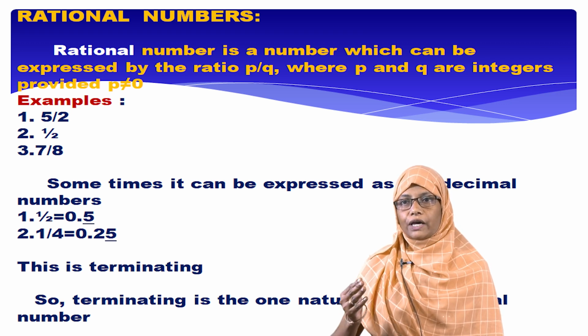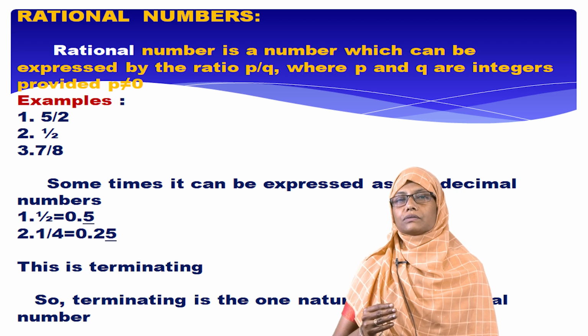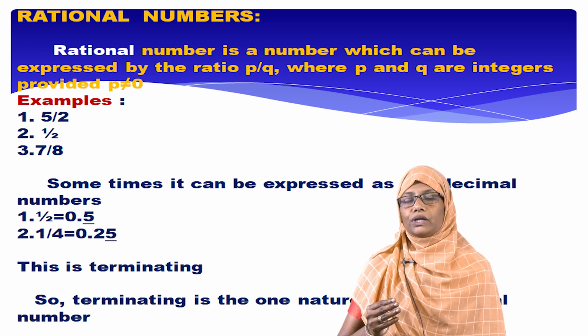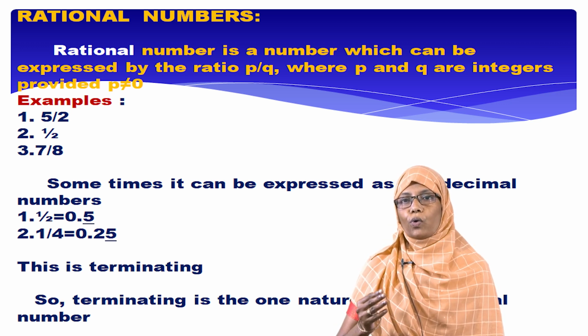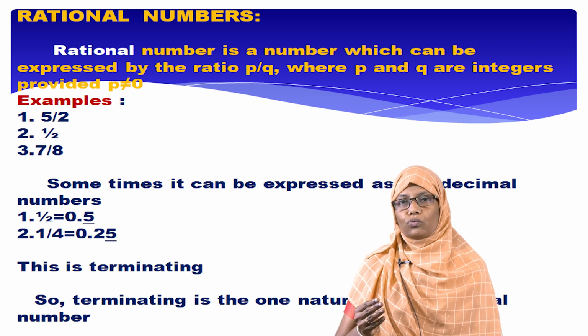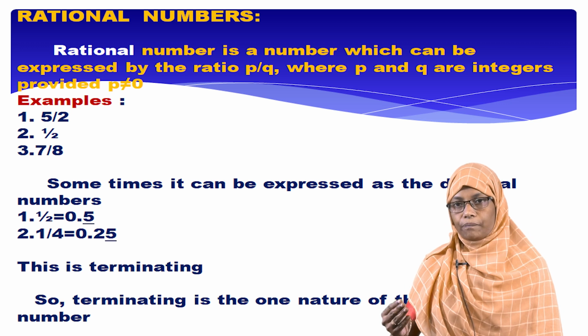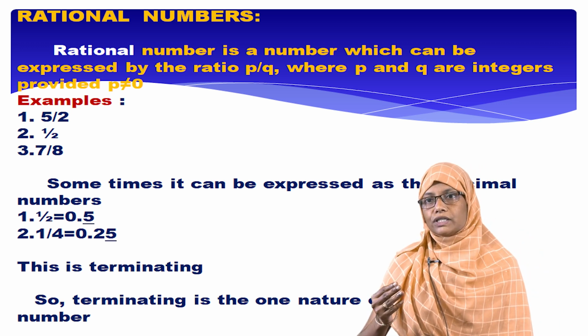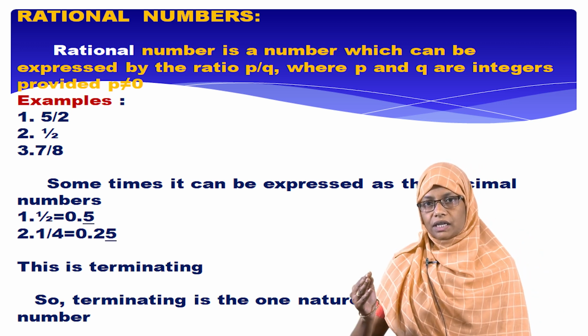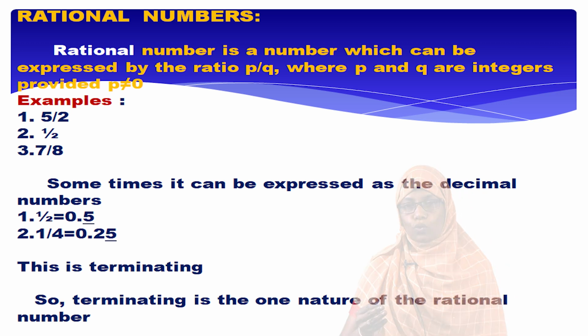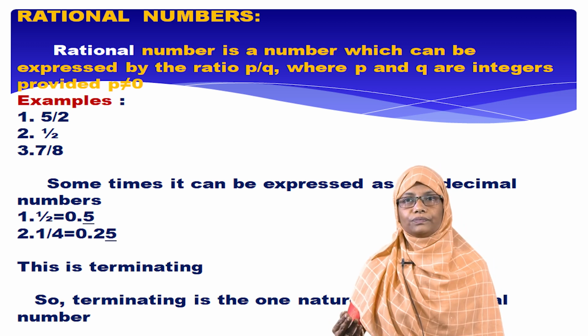Sometimes it can be expressed as decimal numbers. Suppose 1 by 2 can be written as 0.5. The second one is 1 by 4, which can be written as 0.25. If you look closely, these are terminating ones. So, terminating is one nature of the rational number.